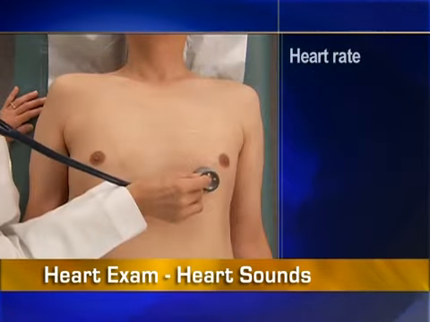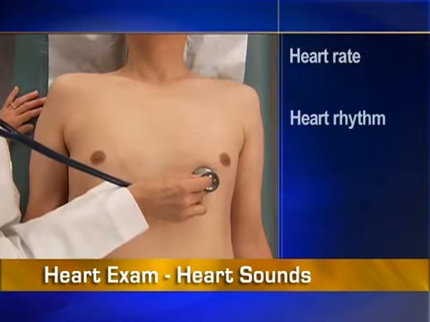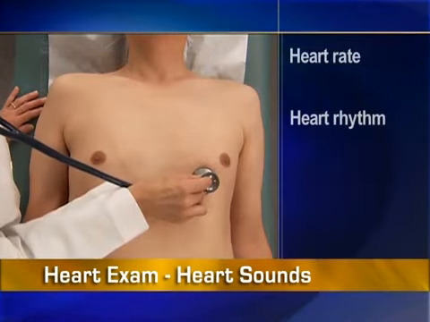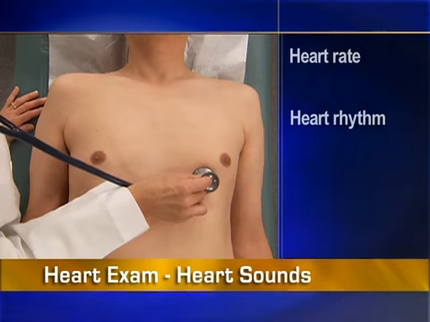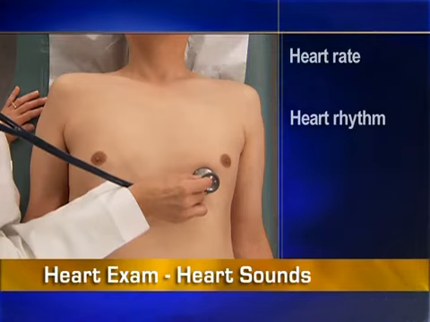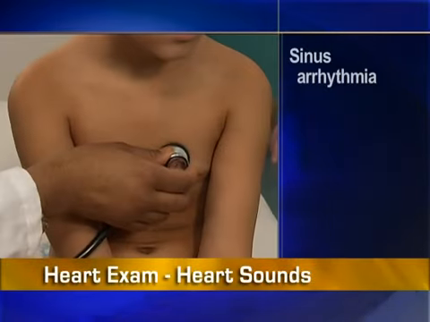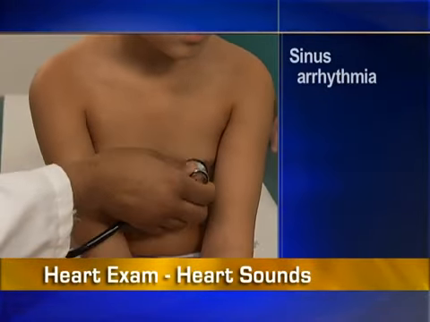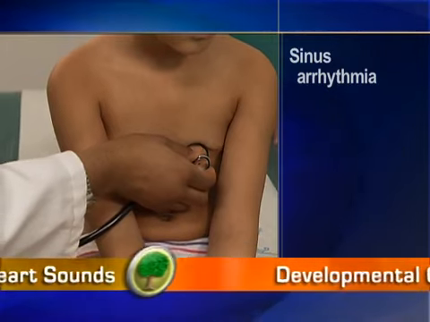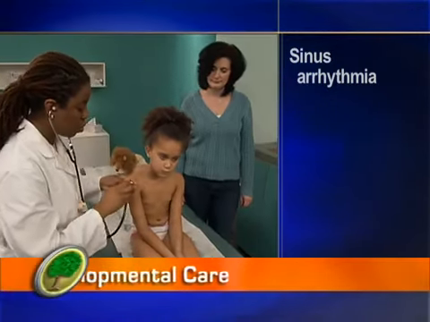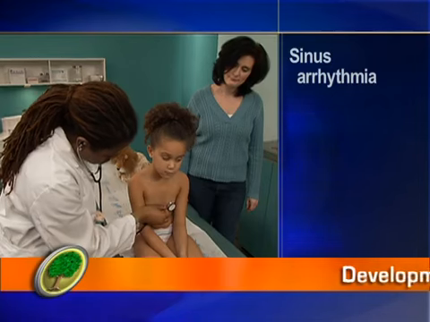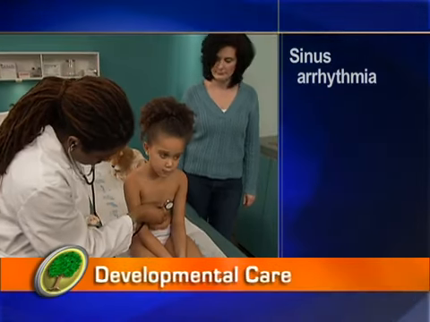With the diaphragm, first note the rate and rhythm of the heartbeat. Normally, the rate ranges from 60 to 100 beats per minute, and the rhythm is regular. In children and young adults, sinus arrhythmia normally may occur. This variable rhythm increases with inspiration and decreases with expiration.